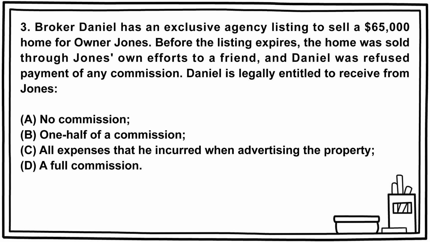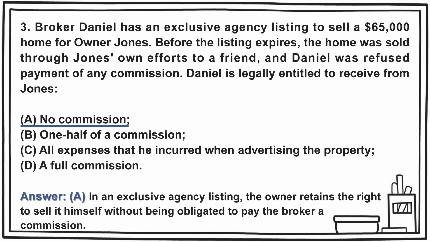3. Broker Daniel has an exclusive agency listing to sell a $65,000 home for owner Jones. Before the listing expires, the home was sold through Jones' own efforts to a friend, and Daniel was refused payment of any commission. Daniel is legally entitled to receive from Jones: A. No commission. B. 1/2 of a commission. C. All expenses that he incurred when advertising the property. D. A full commission. Answer: A. In an exclusive agency listing, the owner retains the right to sell it himself without being obligated to pay the broker a commission.